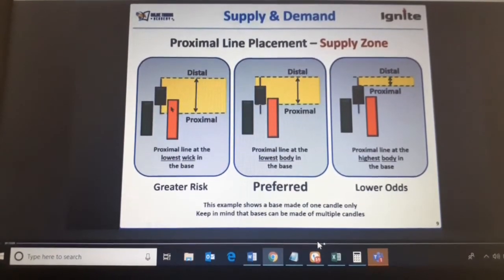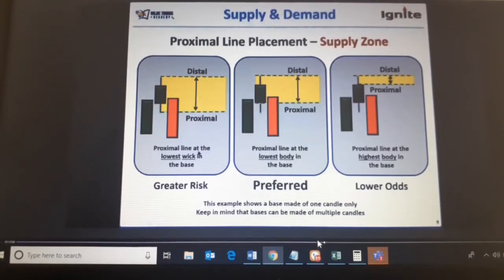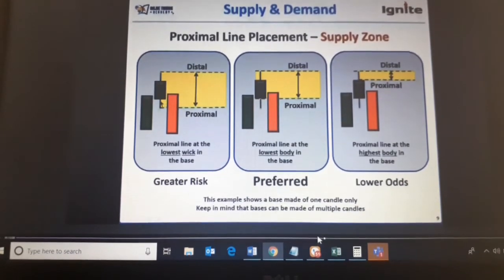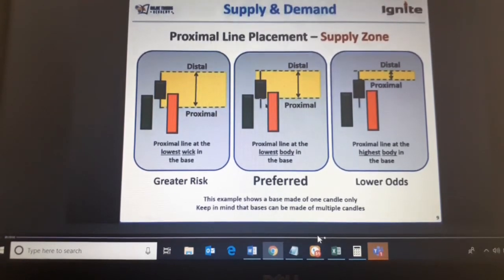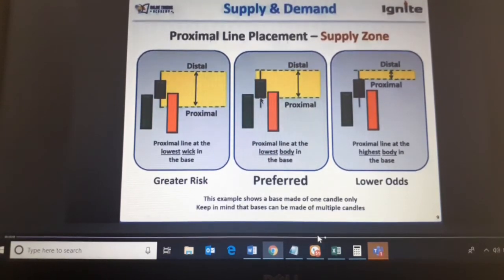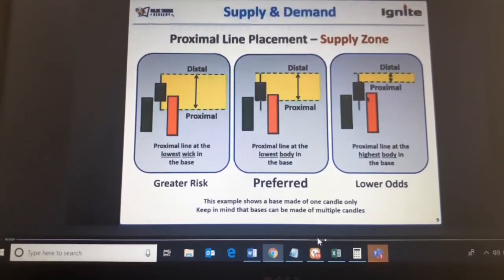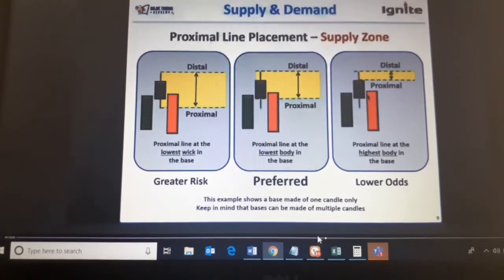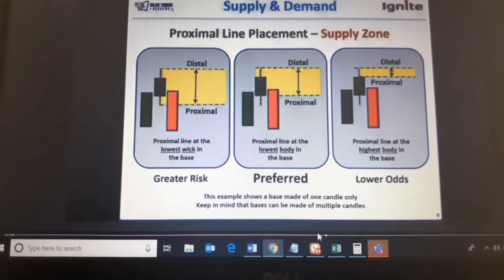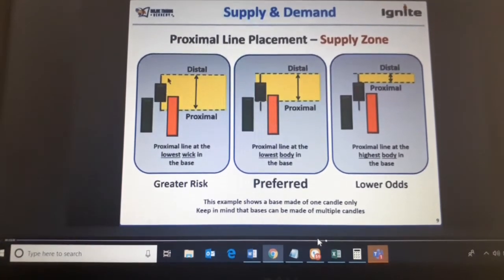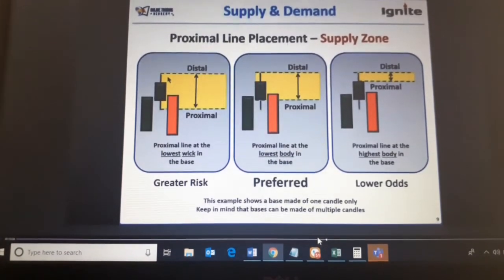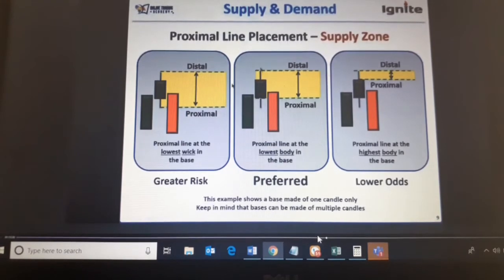Okay, so three ways again. Proximal line is drawn at the very lowest wick in the base. So whichever is the lowest wick in the base, there you draw the proximal line. The second method is marking your proximal line at the lowest body in the base, and third is marking your proximal line at the highest body in the base. So now again, this is greater risk because this is marked from wick to wick. Okay, so the risk automatically becomes higher, but the advantage is that you might get fill in many of the trades.